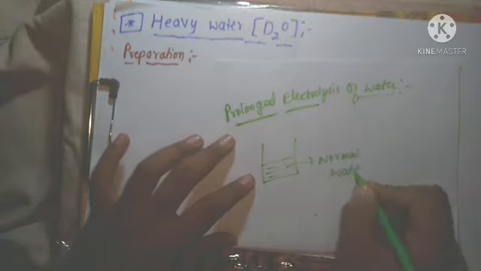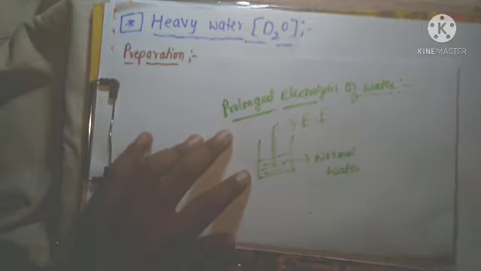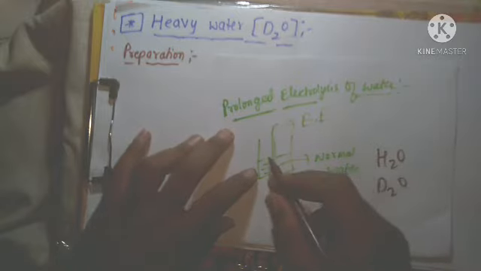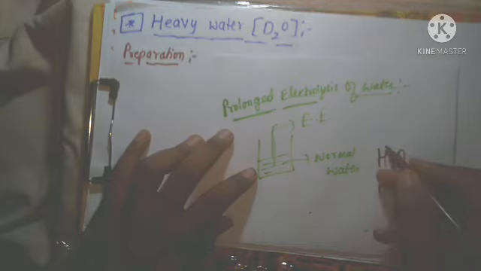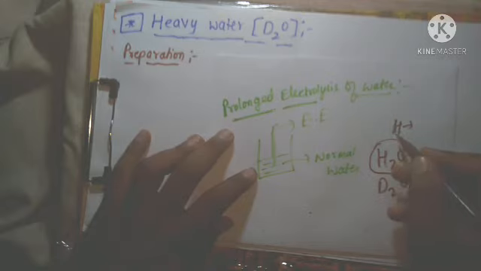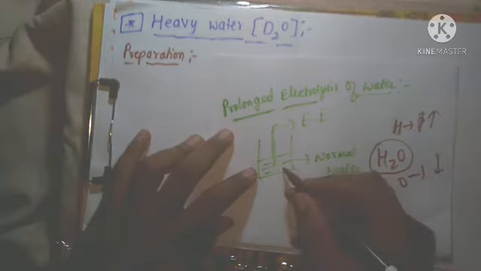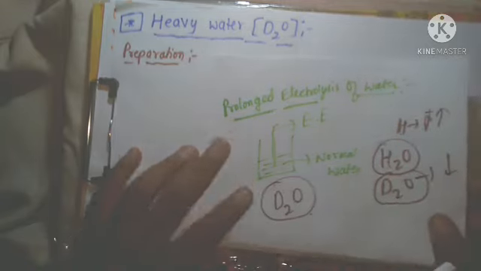Normal water. If you pass electrical energy through it for a long time, what happens? Normal water H2O is there, and deuterated water D2O is also there, because of the isotopes of hydrogen. Normal water has H, that is protium, which loses a proton easily, whereas deuterium will not lose a proton easily. Therefore, slowly there is an increase in the amount of deuterated water, that is D2O or heavy water. In this method, we can prepare the heavy water.